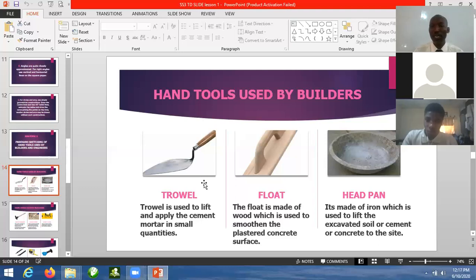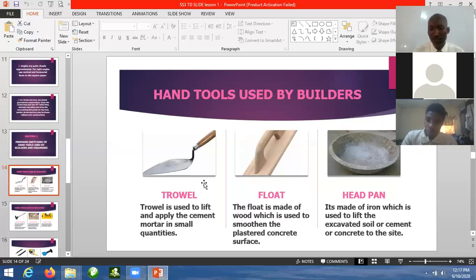The next one is the headpan. I'm very sure you are conversant with the headpan, right? Yes, sir. Good. So what is the headpan used for, using your own language? So for carrying cement. Very good. It is used for carrying cement. You use it to carry concrete to the site, to the particular place where it is going to be used.